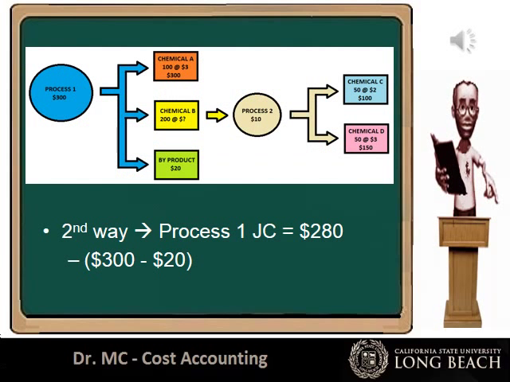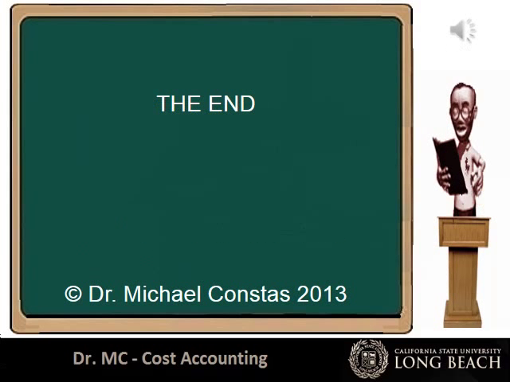In our chemical example, assume that process 1 produced chemical A, chemical B and a byproduct that was ultimately sold for $20. With the second method, the cost of process 1 would be reduced from $300 to $280, and the $280 of joint costs would be allocated to chemicals A and B.